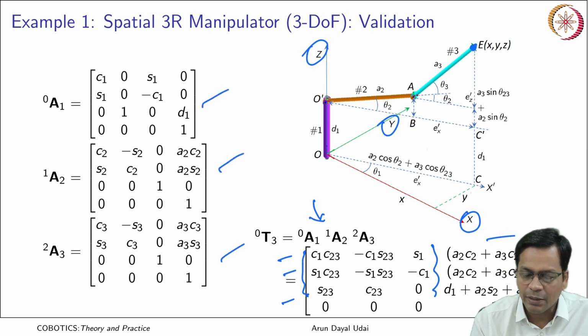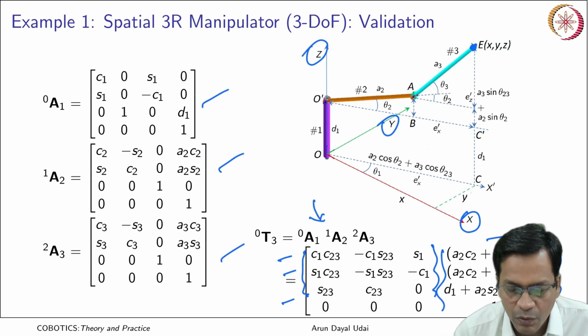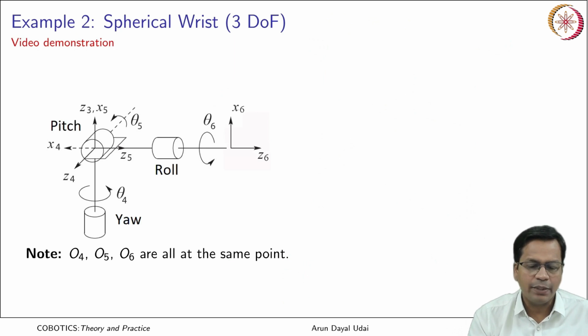Okay, you can validate the position also, or you can just put the value for a particular value and trigonometrically you can calculate it. It would not always be possible, at least for a higher degree of freedom robot. Okay, now let us move ahead.